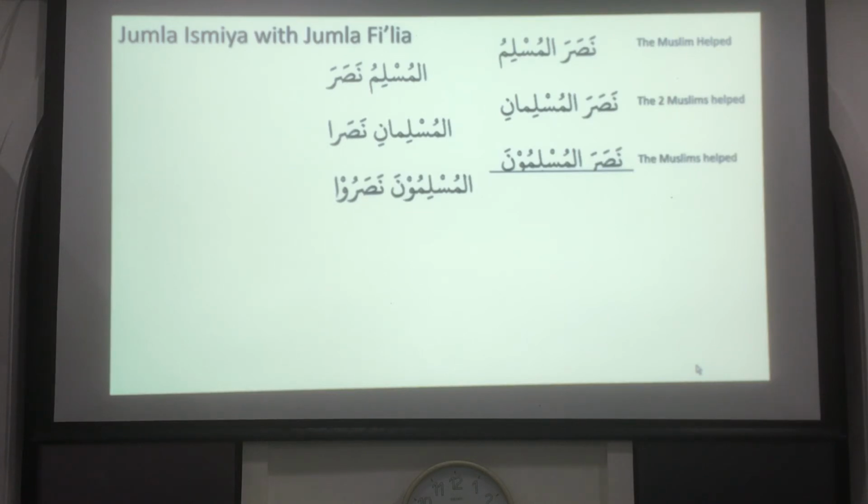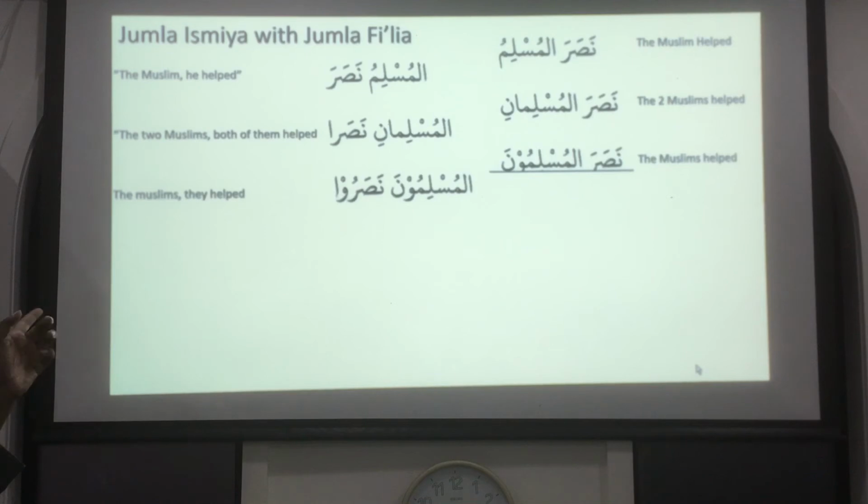It will be Al-Muslimu, the Muslim, and Nasara means he helped. The Muslim, comma, he helped. I'll tell you why. Actually, it makes sense. In normal Arabic speaking, it doesn't make sense. Even if you show this to an Arab, I guarantee you they won't understand why you say it. But Allah talked like this in the Quran.